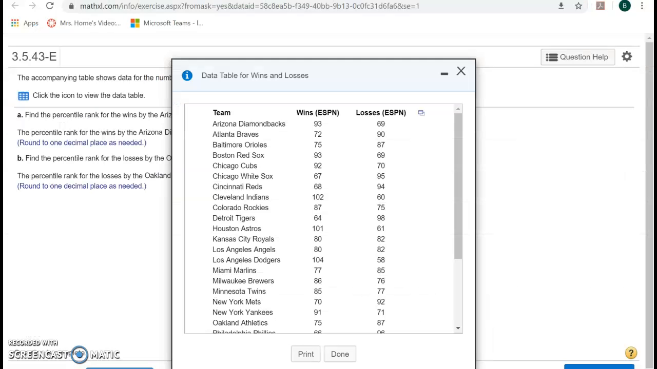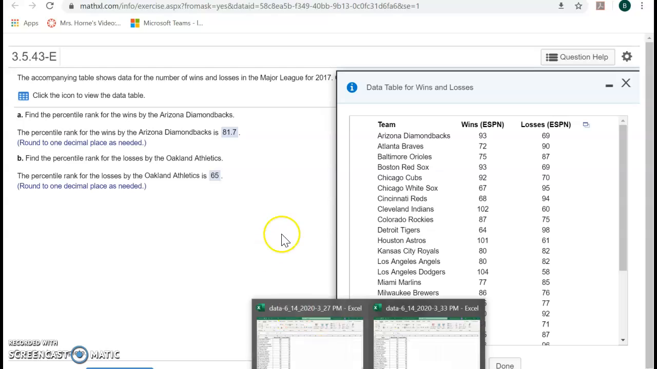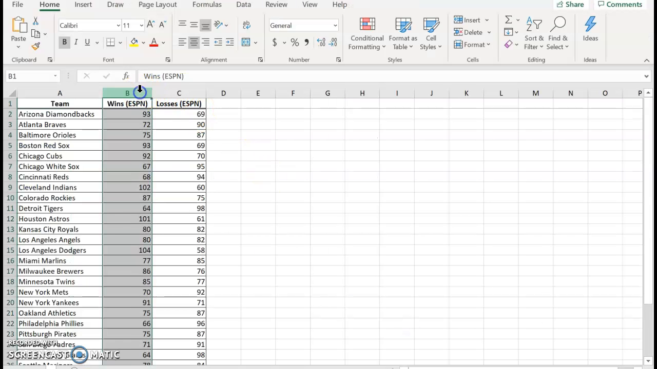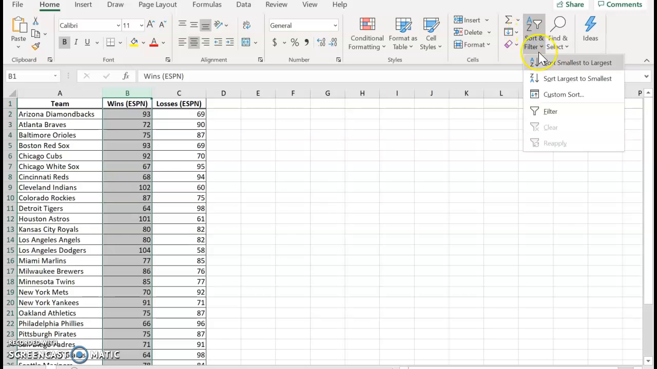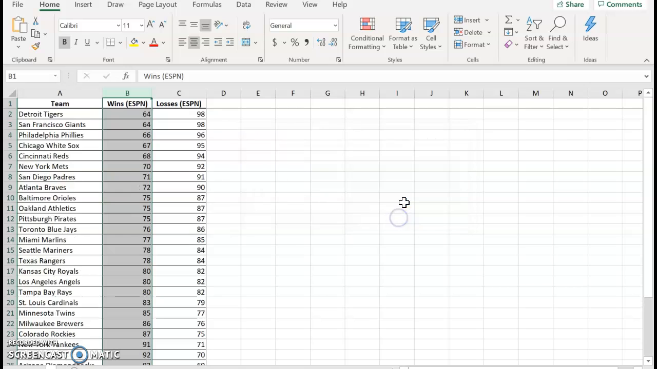So the first one we're going to look at is we want to know the percentile rank for the wins by the Arizona Diamondbacks. So we're going to sort from smallest to greatest. So go to sort and filter and sort from smallest to greatest. And it says, what do you want to do? We want to expand the selection. So now everything's been sorted from smallest to greatest according to wins.